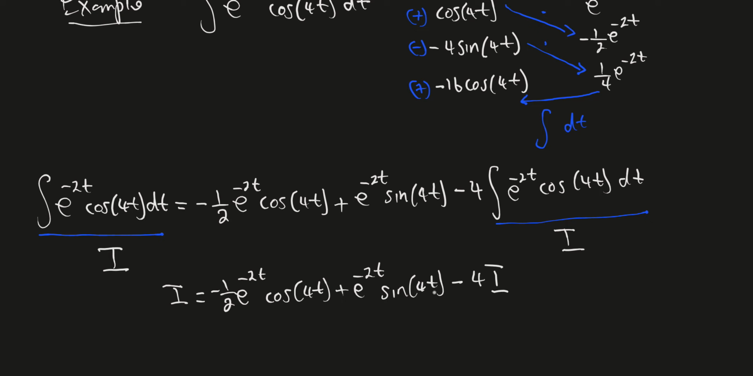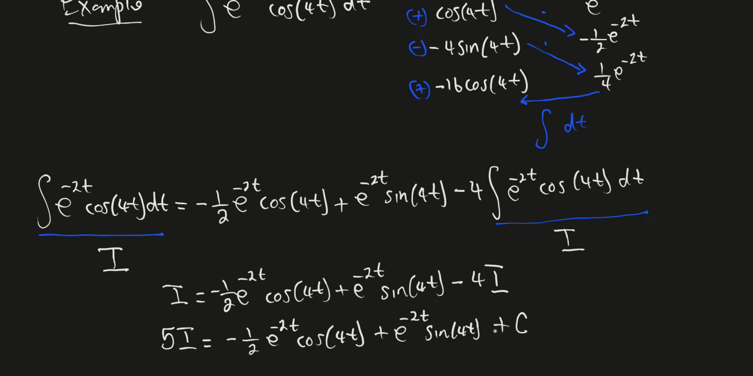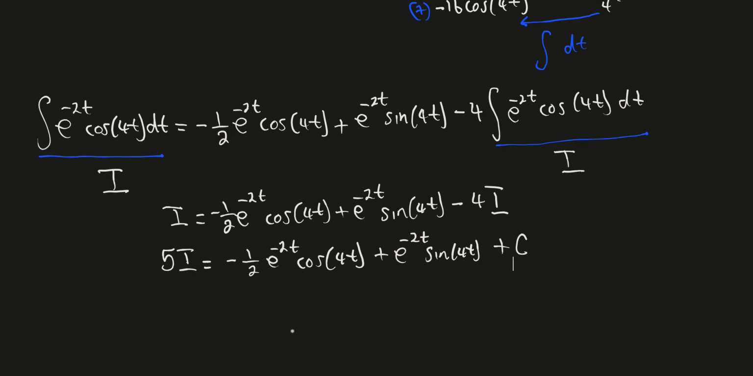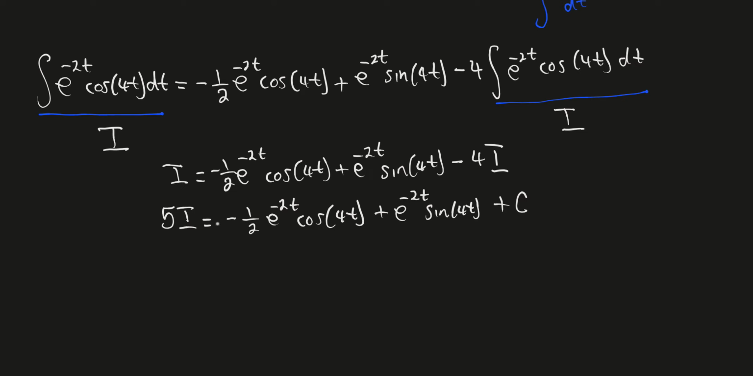So if we now try to isolate the I, we're going to add 4I to both sides of this equation. So I'll have 5I here. So now that I've collected the integral on this side, I'm not going to have an integral left here. So this is going to be our antiderivative once we put our plus c. So like that, and then plus e to the negative 2t sine of 4t, and then plus c. So that means the integral is all of this divided by 5.